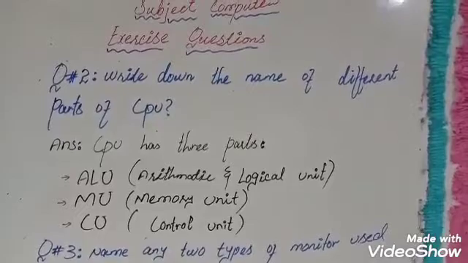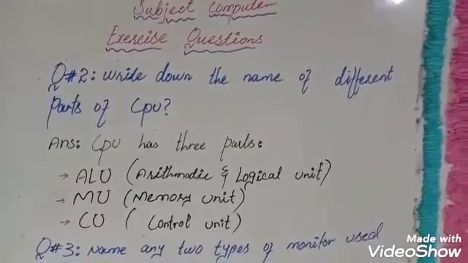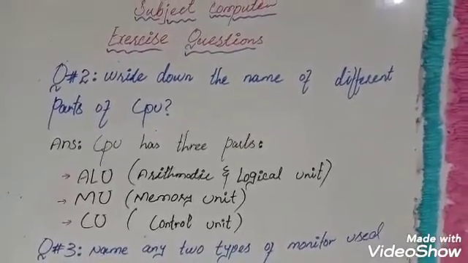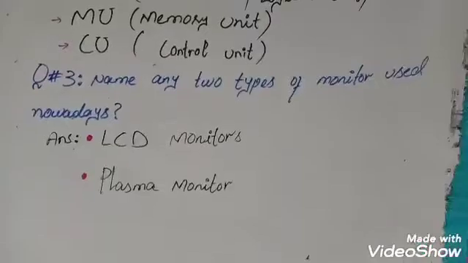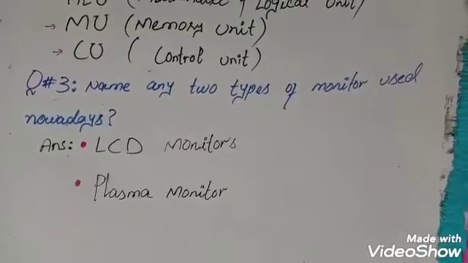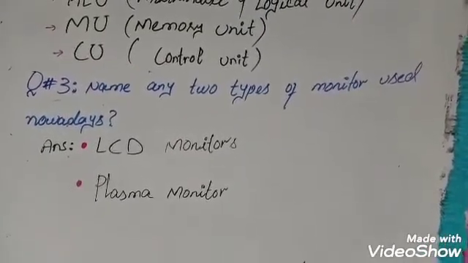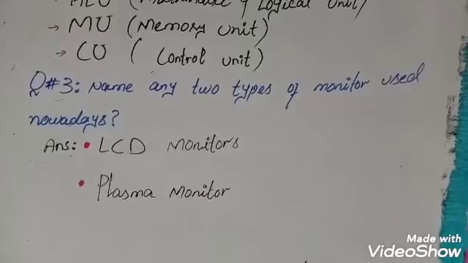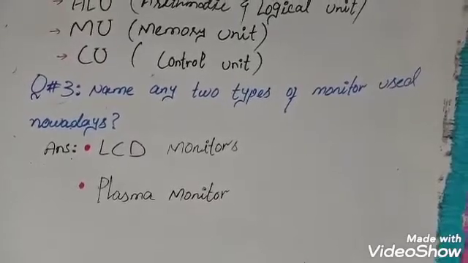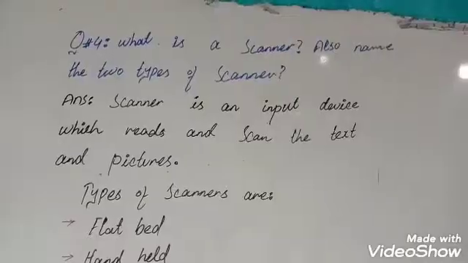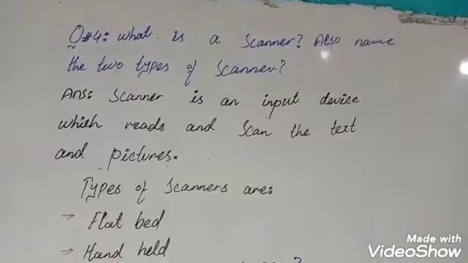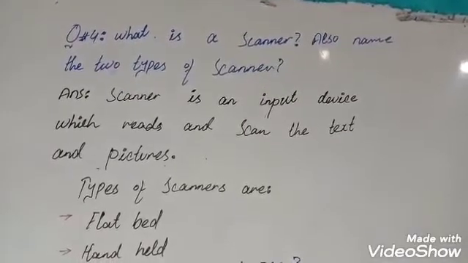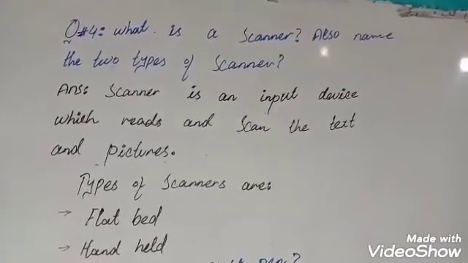ALU stands for Arithmetic and Logical Unit. MU stands for Memory Unit. CU stands for Control Unit. Question number 3. Name any 2 types of monitor used nowadays. Answer. LCD monitor, plasma monitor. Question number 4. What is a scanner? Also name the 2 types of scanner.